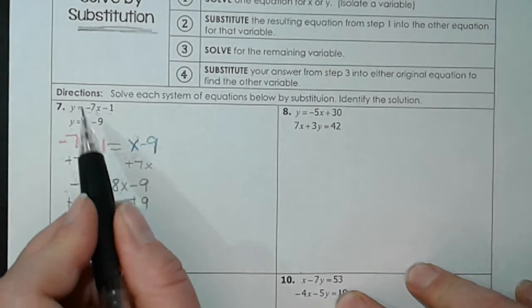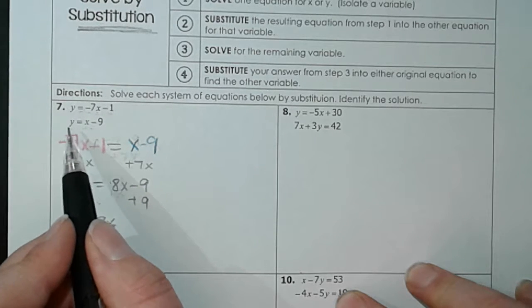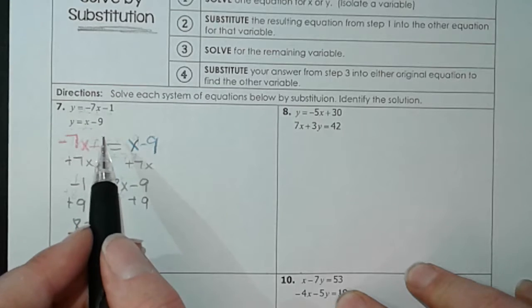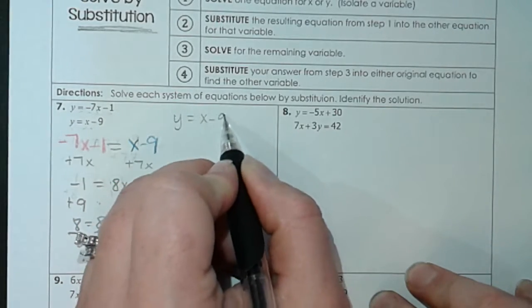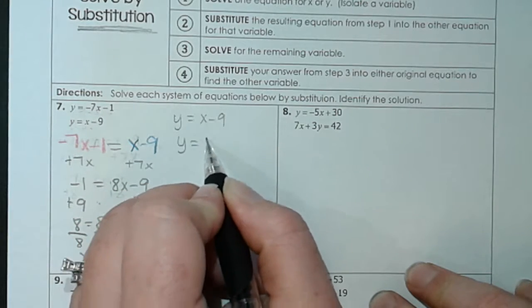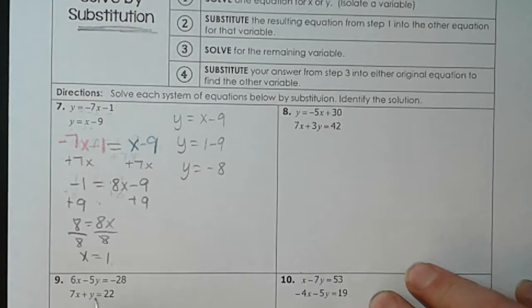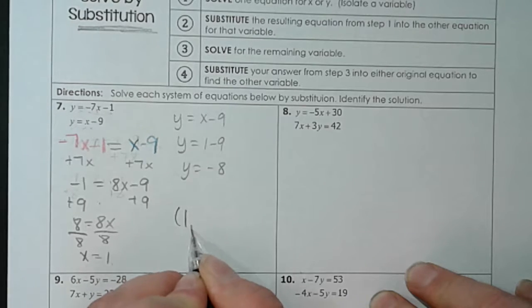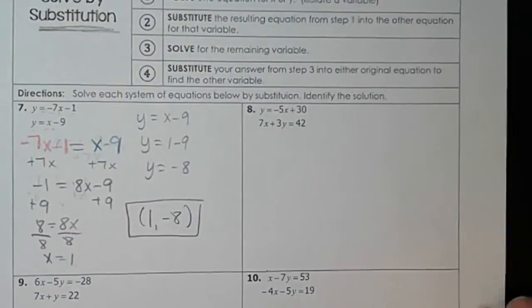Because when x equals 1, this is the point where these two lines cross. So if I plug 1 into either one of these for x, I will get out the y value at that point. So let's just plug it into the bottom one because that one's easier. x minus 9. So we have y equals 1 minus 9, so y equals negative 8. So what we're saying is that at this point where these two lines cross, x is equal to 1 and y is equal to negative 8. So there's our solution for that one.